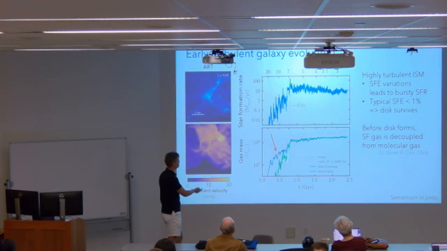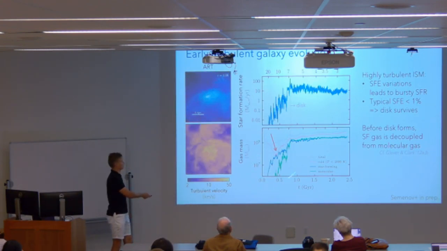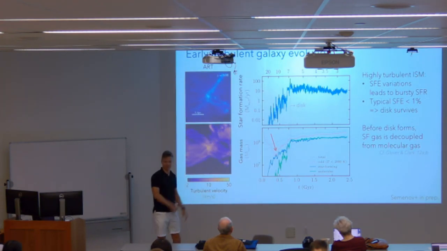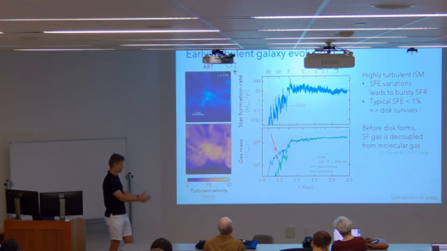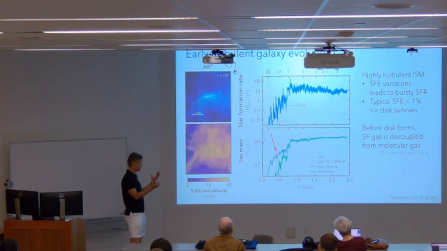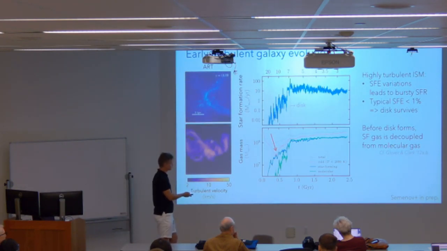So after the disk forms, molecular and star forming gas roughly follow each other, but at earlier times they decouple. So the star formation proceeds in the gas before it's converted into molecular gas, so essentially star forming and molecular gas are decoupled, as was previously argued also in the literature.